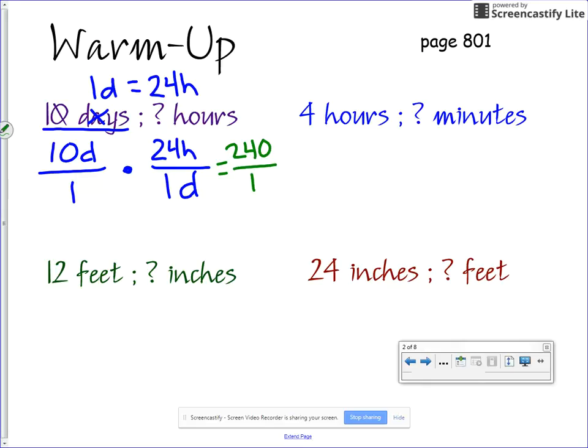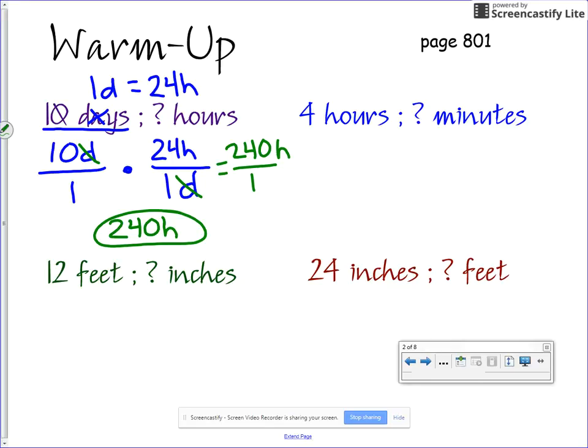240 over 1. When we do that and divide, we end up with the days canceling out because they are diagonal. Days divided by days is just 1, so we don't need to write that down. And we're left with hours, so our answer then is just 240 hours.